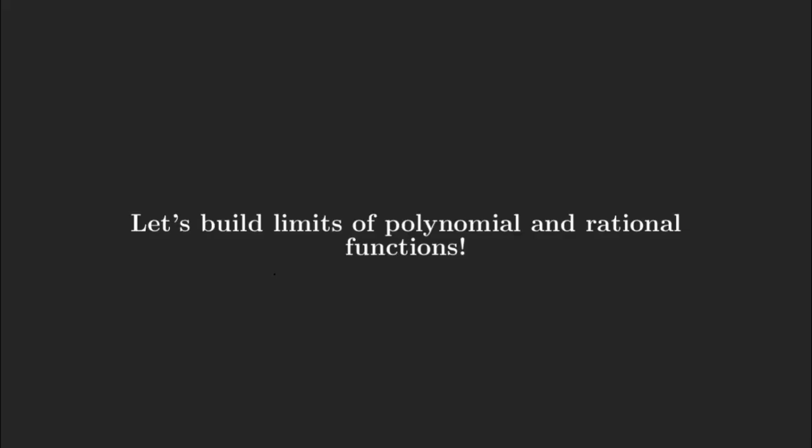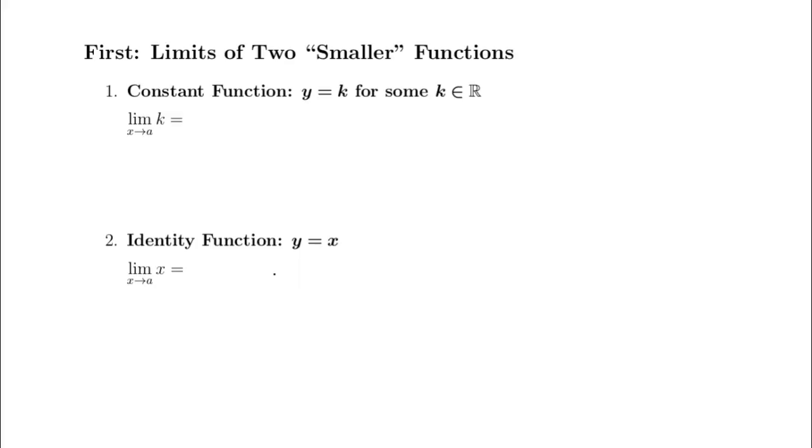All right, so what we're going to do now is take all those weird jumbly properties, and we're going to start putting things together to build two classes of functions, which are going to work out really nicely for us. We're going to think about limits of polynomial functions, and we'll think about limits of rational functions. So to start, we're actually going to look at two really small functions, and I'm convinced that I can convince you of these rules pretty easily within 30 seconds each.